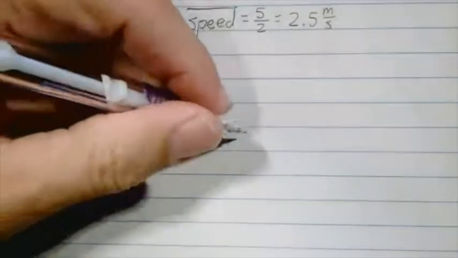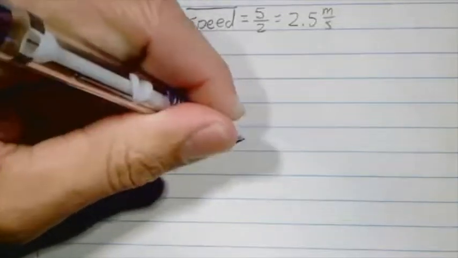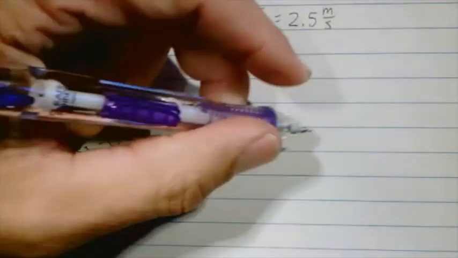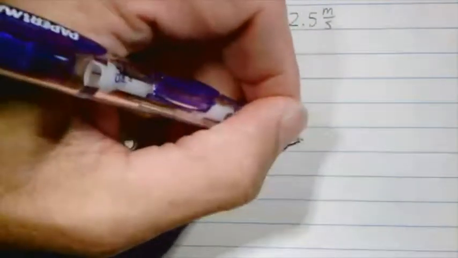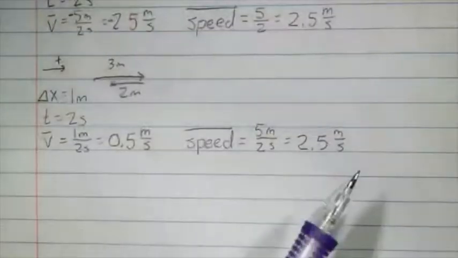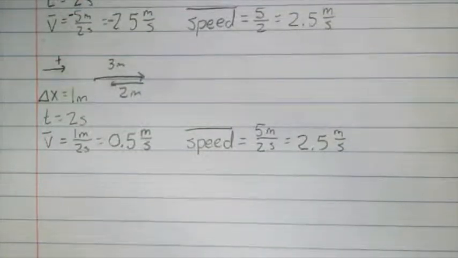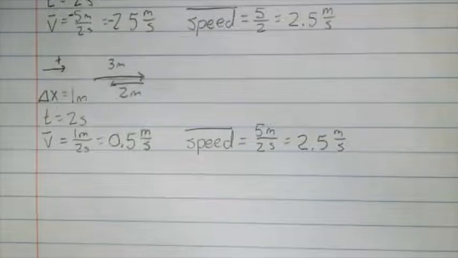My average speed, on the other hand, remember we use distance divided by time. Well, you traveled 3 and then you traveled another 2. That's 5 meters in 2 seconds. Your speed is still the same as it was in that first example I gave: 2.5 meters per second. So the average velocity and average speed differ, or can differ, when you have a change in direction. Okay, so just keep that in mind.